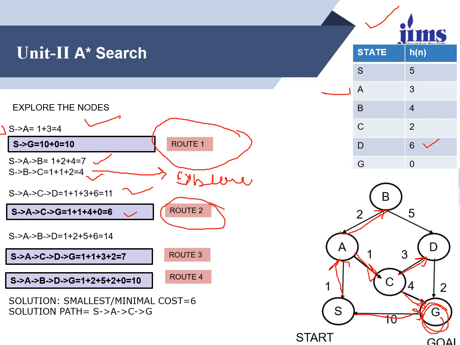Still we haven't explored all the nodes. So we'll move further. Now which one is left? S to A to B is left. So we start exploring this. S to A to B is leading to D. So we have written S to A to B to D. It's 1 plus 2 plus 5 plus the heuristic of D is 6. So it becomes 14.